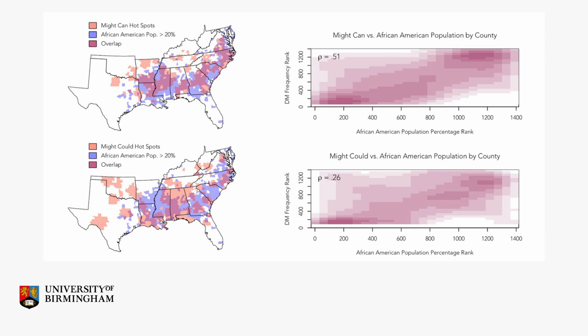In these maps, the area in blue is where African Americans are particularly well represented in those counties. The areas in pink are where might can on the first map is most common, and the overlap is shown in kind of purple. What we're trying to visualize here, you can take a look at the paper for more detail, we have a lot of these maps, is that those two distributions overlap a lot, okay?